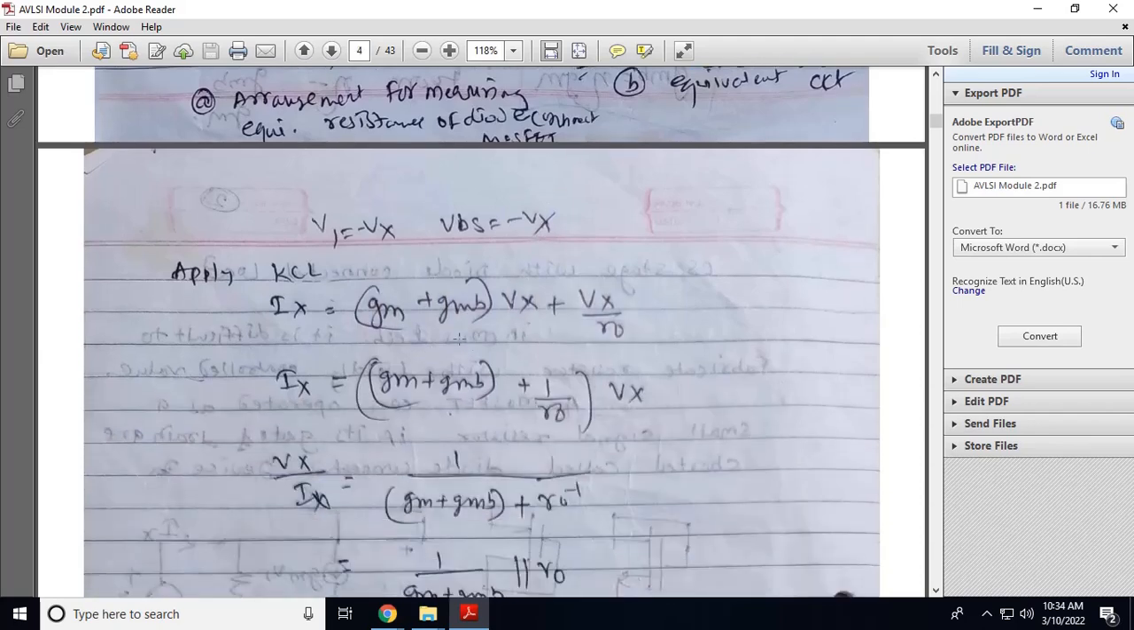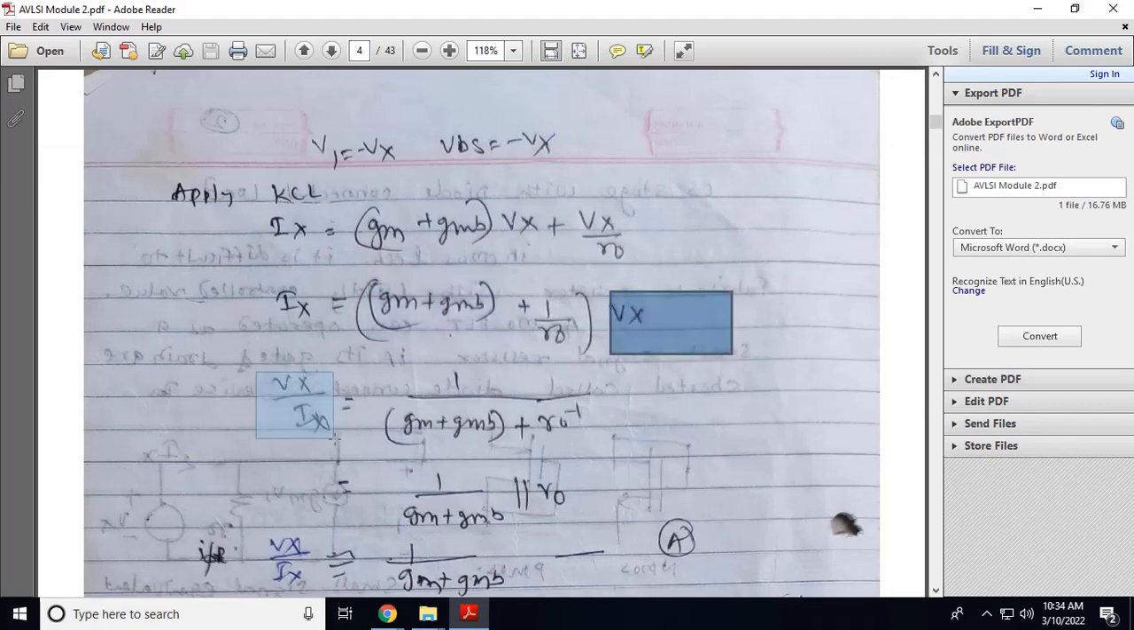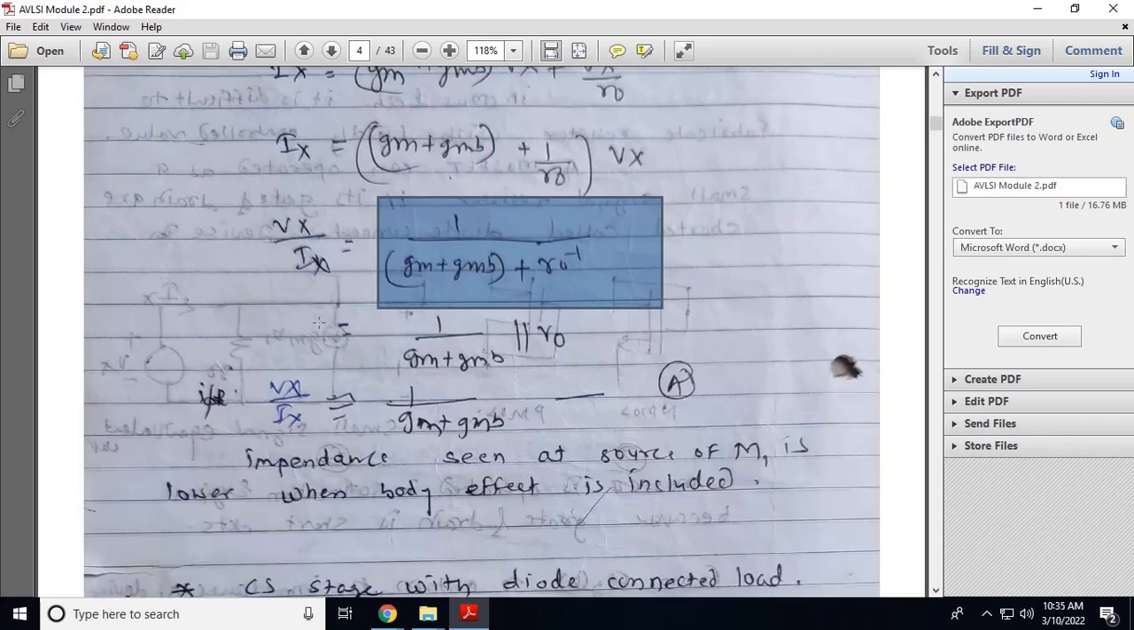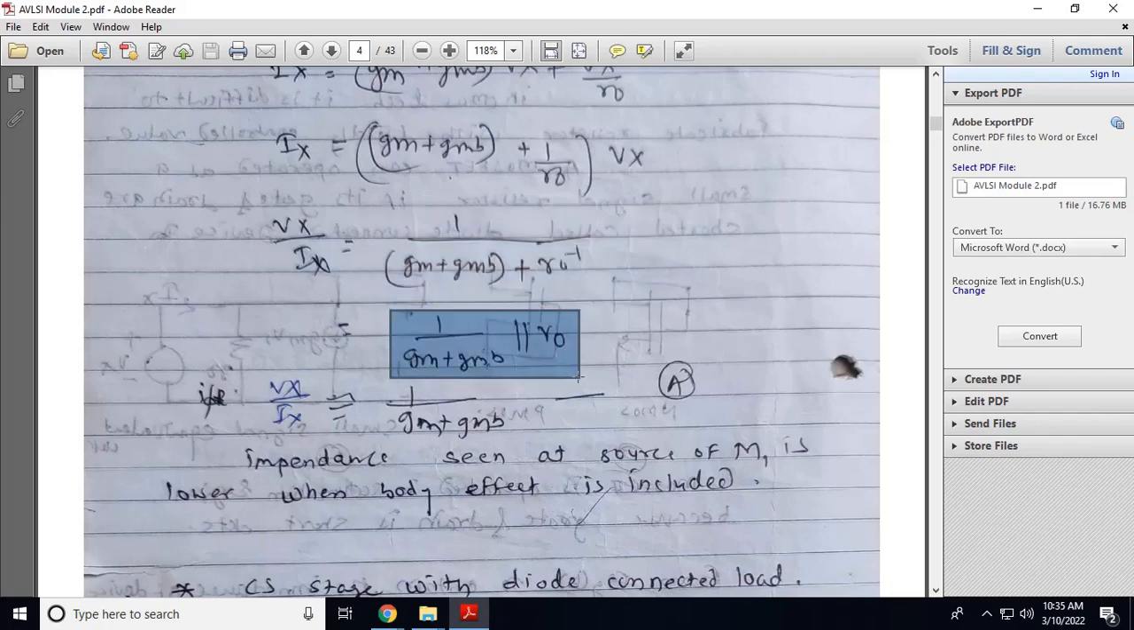Then we will simplify this, take the Vx common. So (Gm plus GMB plus 1 upon R0) into Vx. So Vx by Ix is equal to 1 upon (Gm plus GMB plus R0 inverse). So that is 1 upon Gm plus GMB in parallel with R0. So Vx by Ix, that is the resistance Rx, is equal to 1 upon Gm plus GMB, because R0 is very high, so we can neglect that. So when you consider the body effect, the output impedance of a diode connected device is 1 upon Gm plus GMB.